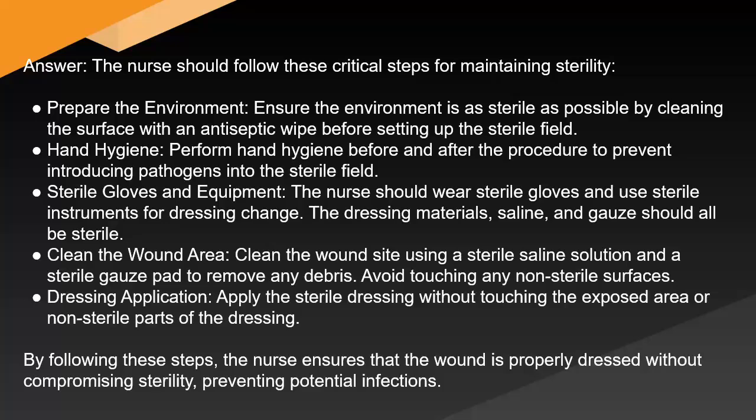Hand hygiene: perform hand hygiene before and after the procedure to prevent introducing pathogens into the sterile field. Sterile gloves and equipment: the nurse should wear sterile gloves and use sterile instruments for the dressing change. The dressing materials, saline and gauze, should all be sterile. Clean the wound area: clean the wound site using a sterile saline solution and a sterile gauze pad to remove any debris. Avoid touching any non-sterile surfaces. Dressing application: apply the sterile dressing without touching the exposed area or non-sterile parts of the dressing. By following these steps, the nurse ensures that the wound is properly dressed without compromising sterility, preventing potential infections.